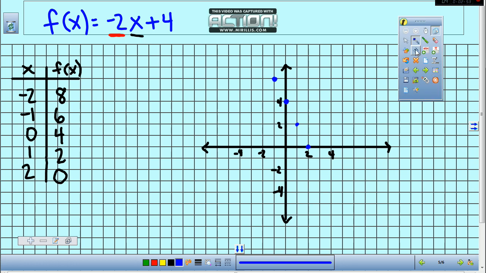Right, and then you can go ahead and connect your points. Ooh, let's make that a blue line. Okay, and then do not forget to put your arrows at the ends of the line. Okay, and we are finished.